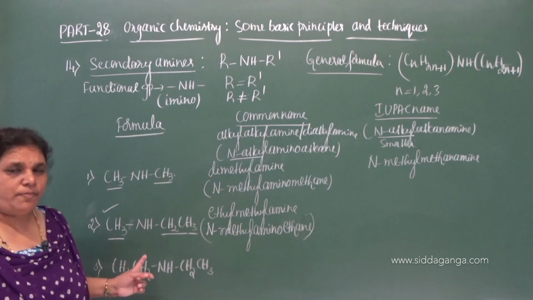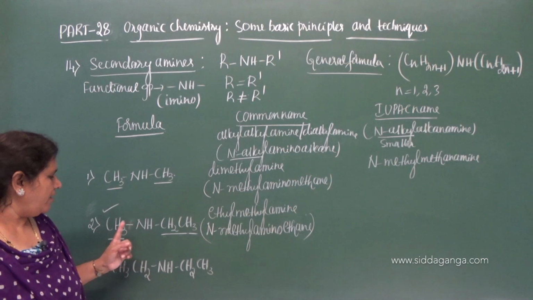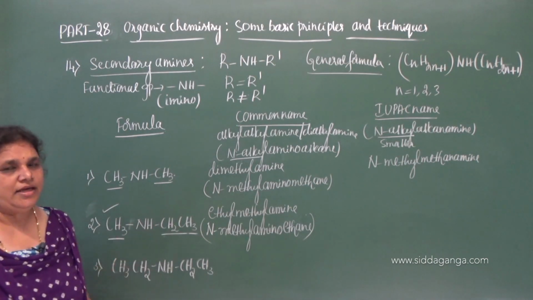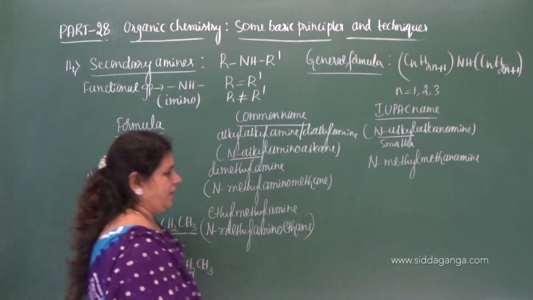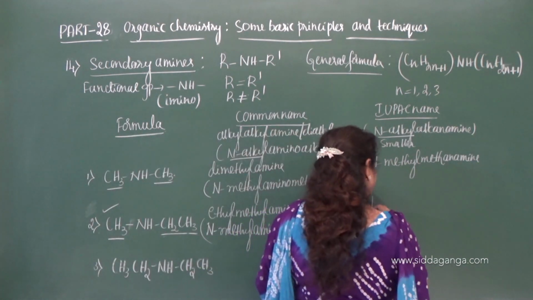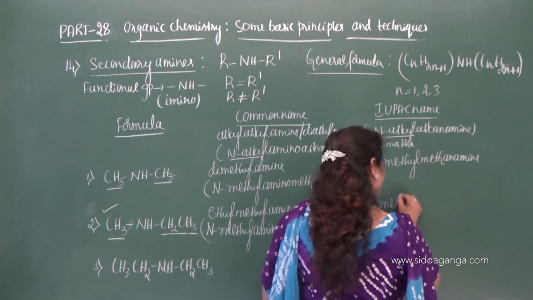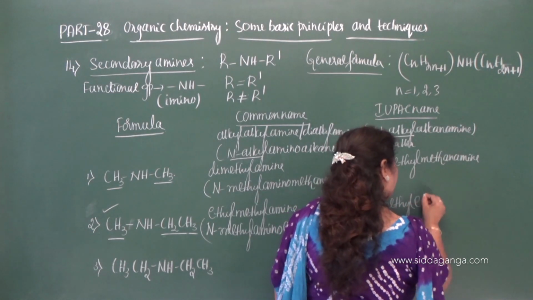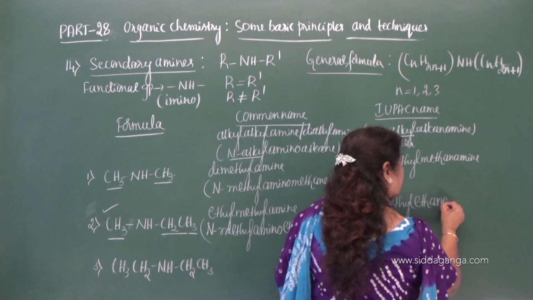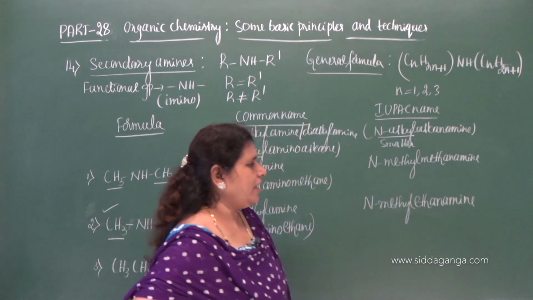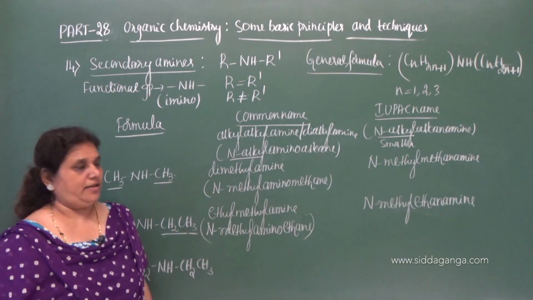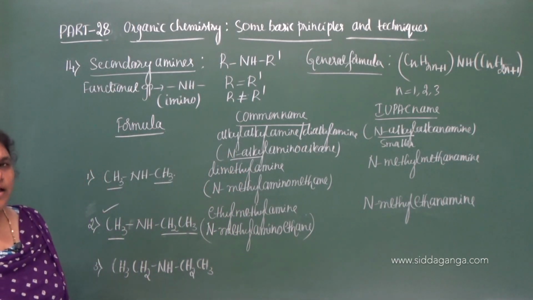Now give the IUPAC name, very simple: N-methyl ethanamine. Ethane is the root word for the alkane. Ethanamine: ethane, the terminal E is replaced by amine. So N-methyl ethanamine. Ethane, remove the terminal E and add the word amine. Then you will get N-methyl ethanamine.